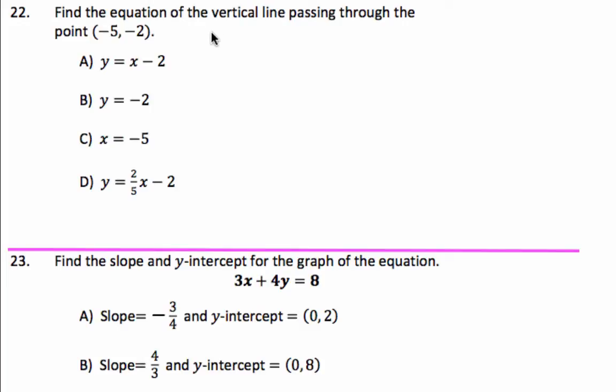Problem number 22 asks you to find the equation of a line. The line here that they want you to find is the equation of a vertical line with a given point. Now if we look at the choices, we see choices A and D have the familiar x and y in them representing points, but choice B only has y and choice C only has x. Let's look at this a little more closely.